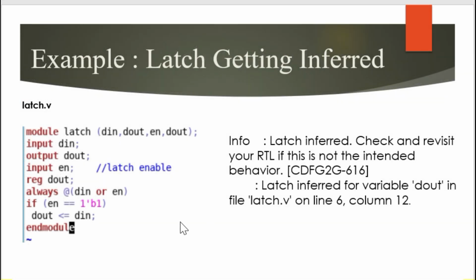So here is one more example of inferring. As you can see, this is the code of a latch. If enable is 1, the D in will be D out. So this is the code of a latch, and that's what the tool is inferring. As you can see, latch is inferred in file latch.v on line number 6. If you count 1, 2, 3, 4, 5, 6, at line number 6, the latch is inferred in a file called latch.v. So that's how inferring happens.